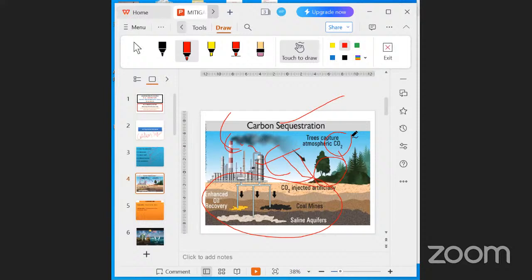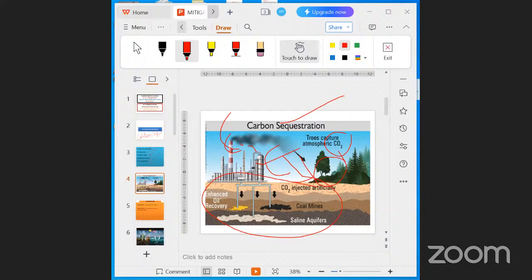And soil means agricultural practices, right? So agricultural practices can enhance carbon storage in soils, such as no-till farming, cover cropping, and agroforestry, right? And oceans means marine organisms like phytoplankton absorb carbon dioxide, and some of it is stored in ocean sediments when these organisms die and sink to the ocean floors, right?